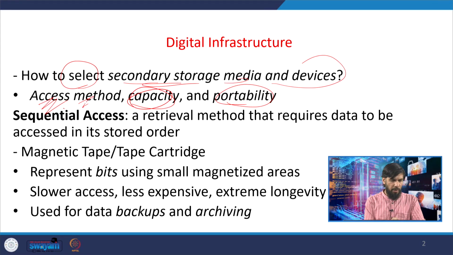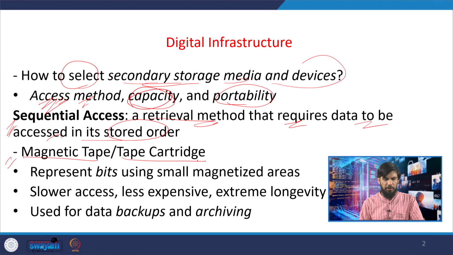When it comes to access, we talked about sequential access, which is a retrieval method that requires data to be accessed in its sorted order. The kind of technology there is magnetic tape and the tape cartridge. These are the main hardware that use this sequential access retrieval method. They represent bits using a small magnetized area, and because of this access is slower, but they are less expensive.